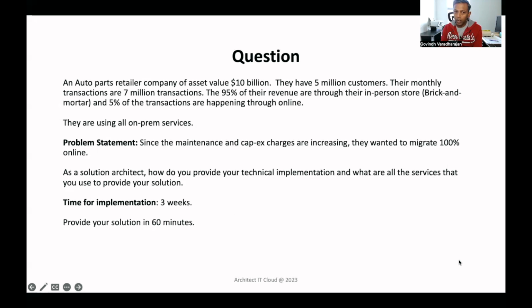The problem statement: since the maintenance and capex charges are increasing while running everything in their on-prem environment, they wanted to migrate to cloud, and also they wanted to move their 95% of the in-person store to the online store. Okay, as a solution architect, how do you provide the technical implementation, and what are all the services that you use to provide the solution? And the time period for this implementation is just 3 weeks, and you must explain this solution in 60 minutes to the interviewer. Okay, so let's go to the answering part.